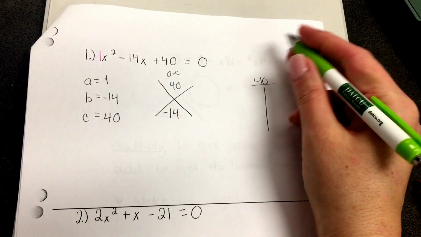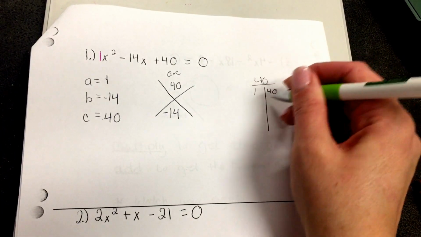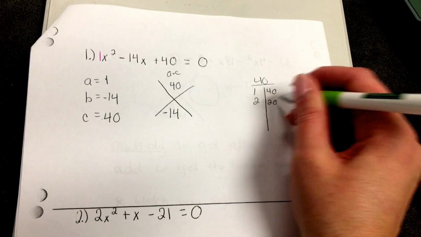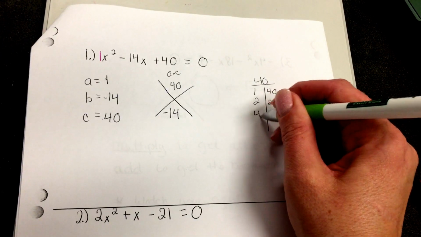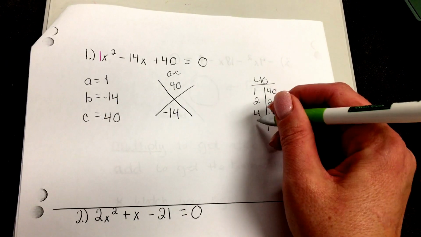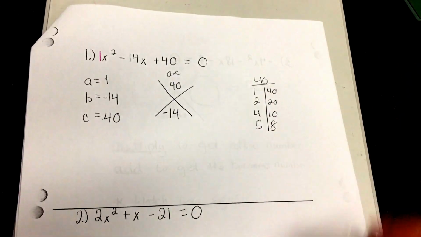What are all the factors of 40? Well, I can multiply 1 and 40 and get 40. I can multiply 2 and 20 to get 40. I can multiply 4 and 10 to get 40. And I can multiply 5 and 8 to get 40.